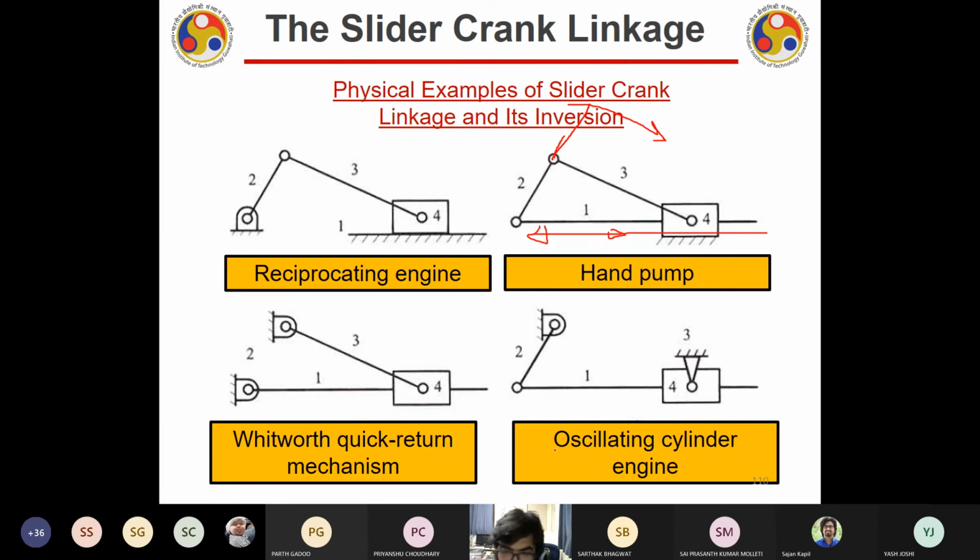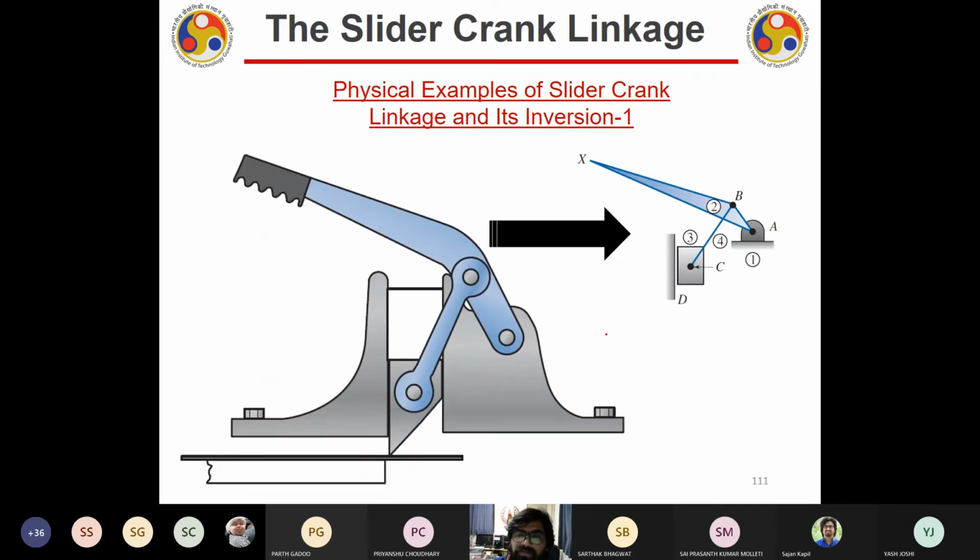The next is oscillating cylinder engine, where in this case this coupler is fixed. Okay, and you can see now this particular piston will oscillate when this link will rotate, correct? This is called the oscillating cylinder engine. Now some examples over here I am highlighting.